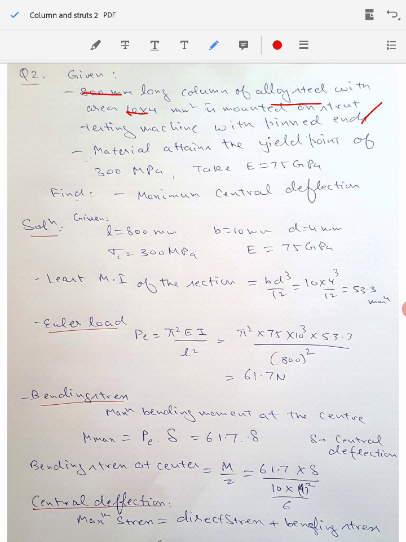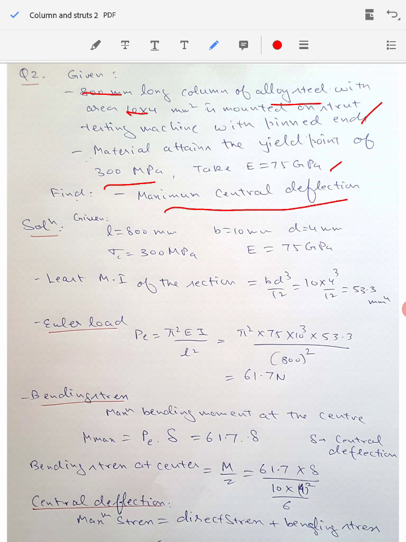and you keep on increasing the amount of load. So you start increasing the load, and the material attains the yield point of 300 megapascal. Okay, so that is the yield point stress for compression, that is sigma c. And then Young's modulus is given for this alloy steel as 75 gigapascal. And what we need to do is we need to find the maximum central deflection.